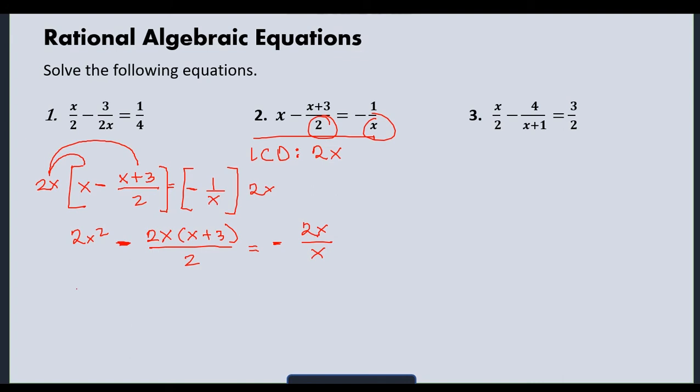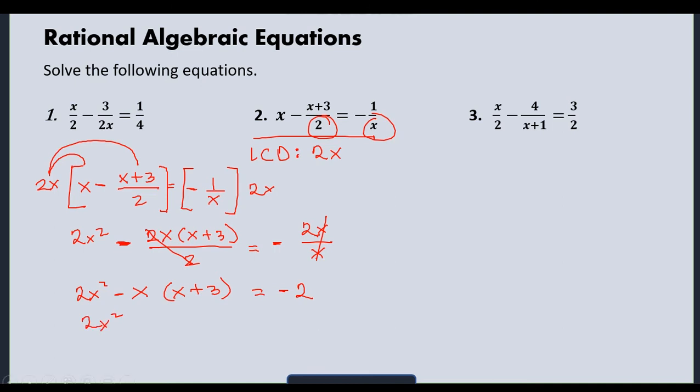Next, we simplify. So I'm going to have here 2x squared for the first term. For the second term, look here, I have a negative value, so don't forget this one. So I'll go with canceling the 2, which will give me negative x times (x plus 3) equals. And then on the right side of the equation, you can cancel out x, which is equal to negative 2. Next step, we still need to evaluate 2x squared.